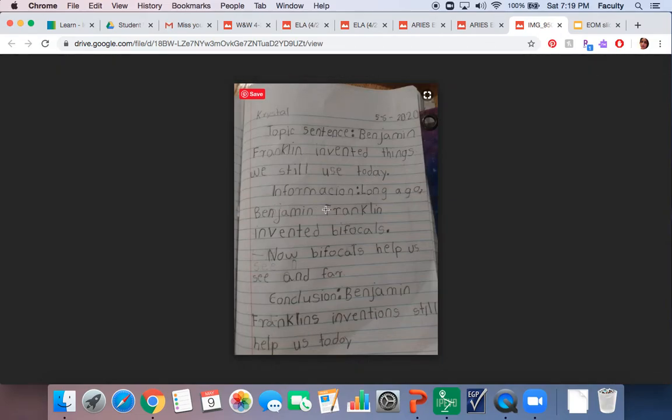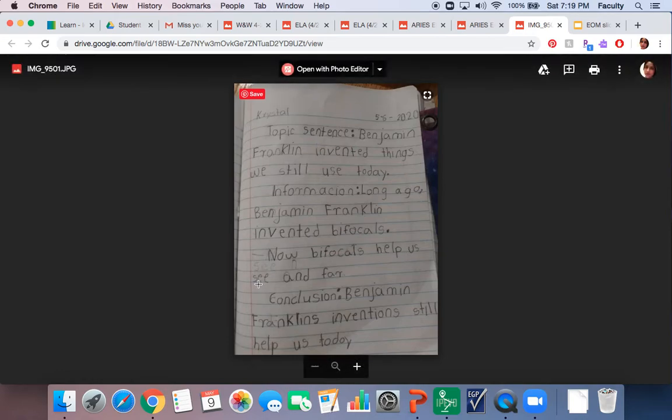Long ago, Benjamin Franklin invented bifocals. Now, bifocals help us see near and far. See that? Benjamin Franklin's inventions still help us today.